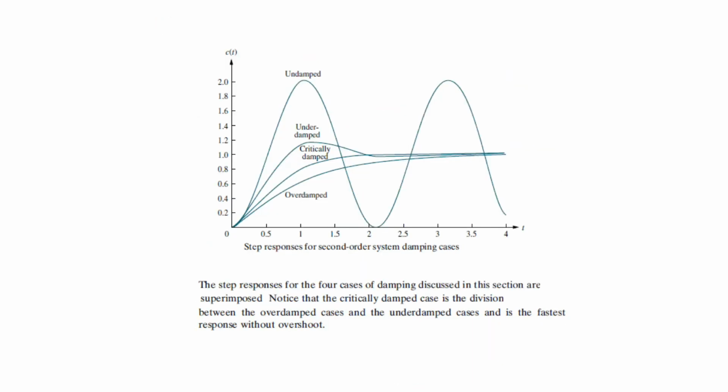Now all the responses of the four cases are superimposed, and in this case we see that this is undamped, oscillations are there and it will not damp out. Then we have the underdamped, then it is overdamped, and also it is critically damped. This is the best. So the critically damped case is the division between the overdamped case and the underdamped case, and is the fastest response without overshoot. So we want the system to be critically damped, but it depends upon the situation.